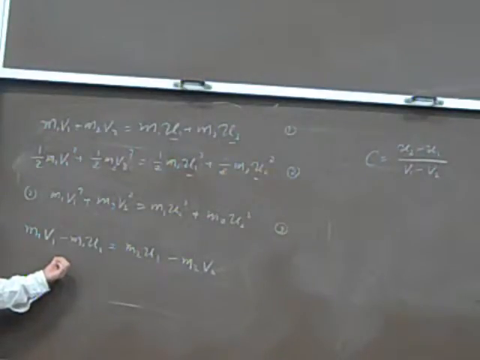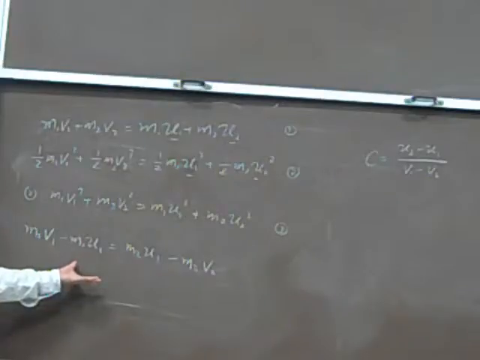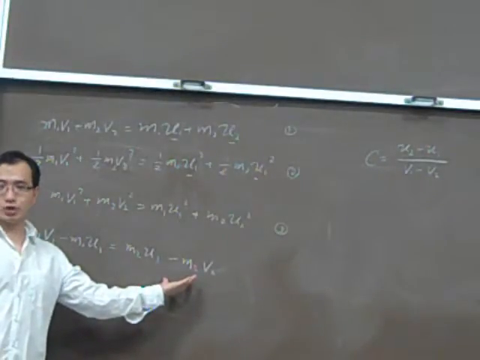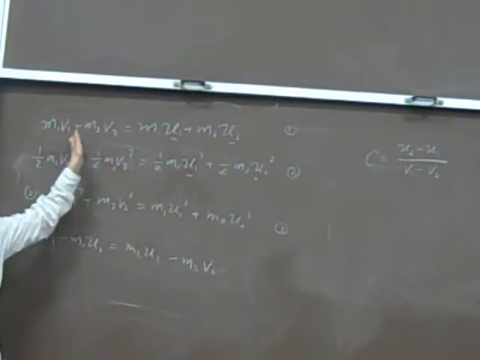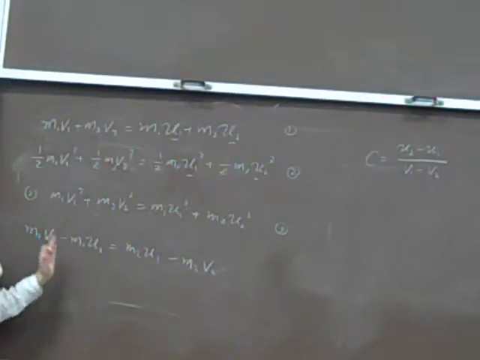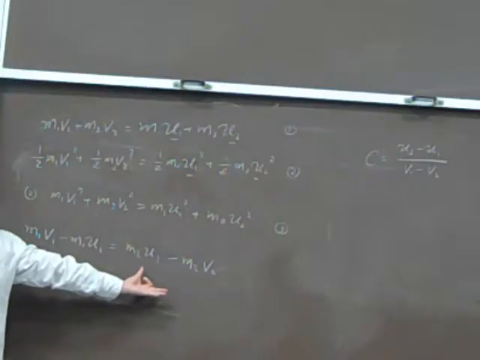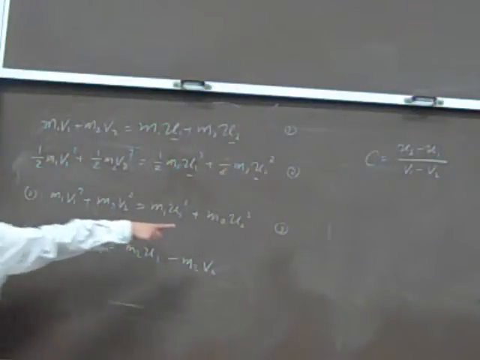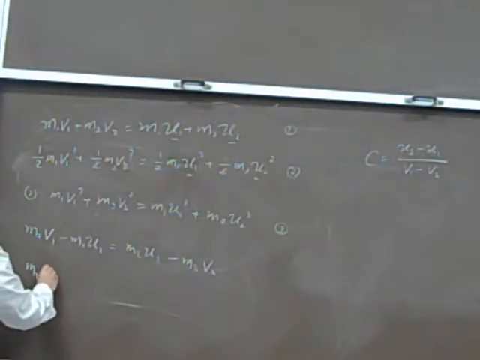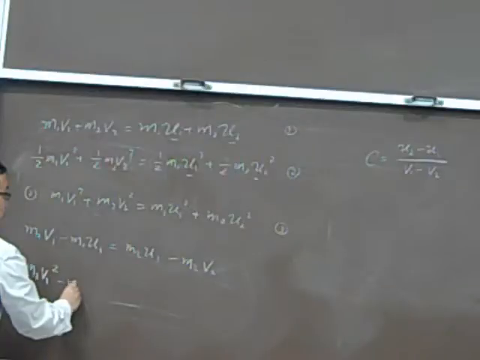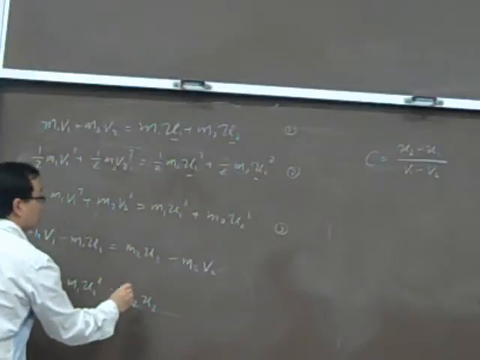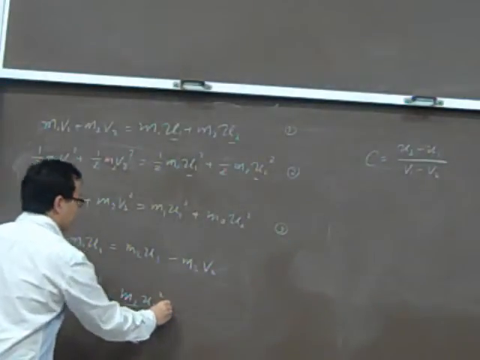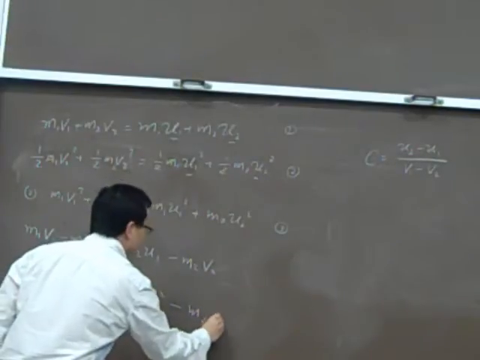All the terms related to mass 1, I put on the left hand side. All the terms related to the second object, I put on the right hand side. So here you write the equation in terms of initial state and final state, and here I rearrange the equation in terms of object 1 and object 2. I'm going to do the same thing for this equation, so you get m1 v1 squared minus m1 u1 squared equals m2 u2 squared minus m2 v2 squared.